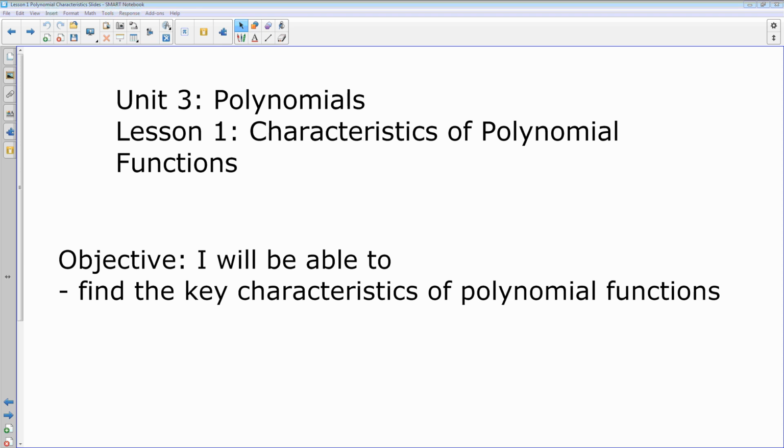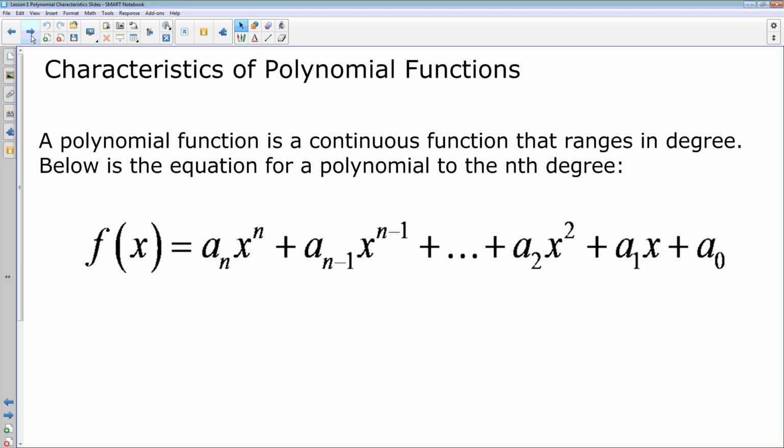Hi guys, today we're going to be learning about the characteristics of polynomial functions. So this is our first lesson in our unit on polynomials. All right, so our goal is to identify those key characteristics. So remember back to your good old Algebra 2 days when you talked about minimums, maximums, end behaviors, x-intercepts, y-intercepts, all that good stuff. Well, that's what we're going to be talking about today.